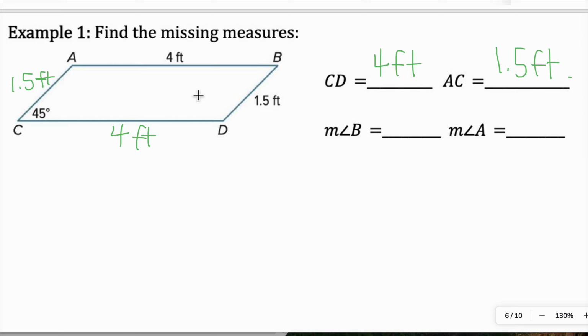Okay, the measure of angle B is opposite C, so that's going to be 45 degrees. And then to find the measure of angle A, that's consecutive to 45. So I know that they need to be supplementary, so I'm just going to take 180 and subtract 45, and I'm going to get 135 degrees.